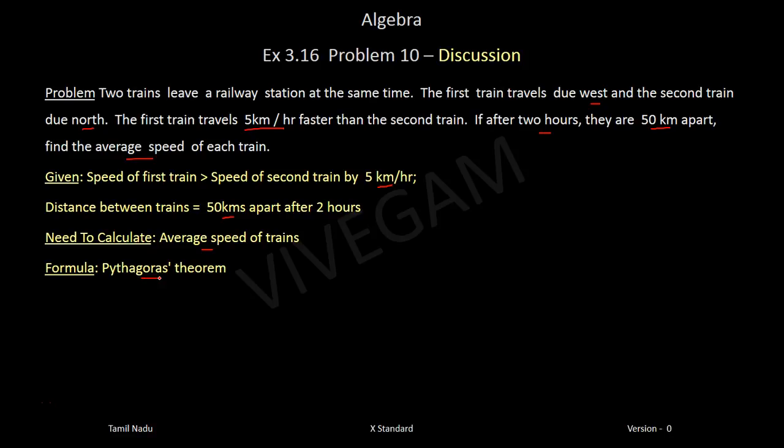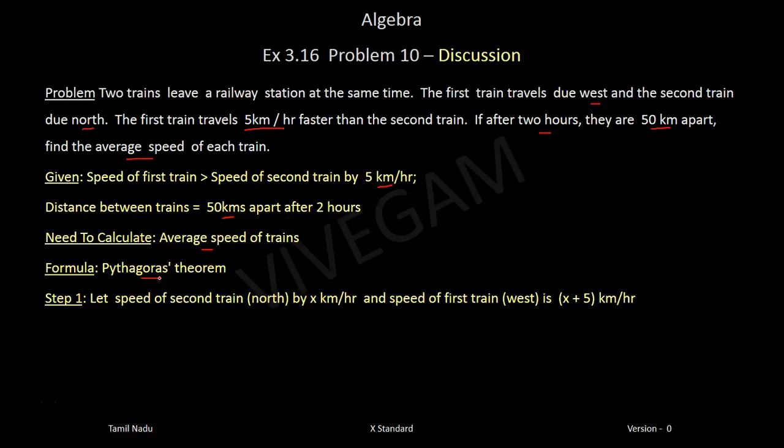So now let's make a simple diagram. Okay, and let's assume. So what are we asked? We are asked to find the average speed. So let the speed of the second train, that is the one traveling in the north direction, be x kilometers per hour. So what will be the speed of the first train? It will be x plus 5, because it says 5 kilometers faster than the other train. So the train which is traveling west will be at the speed of x plus 5 kilometers per hour.